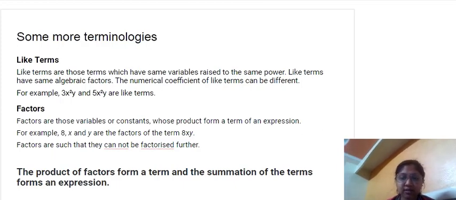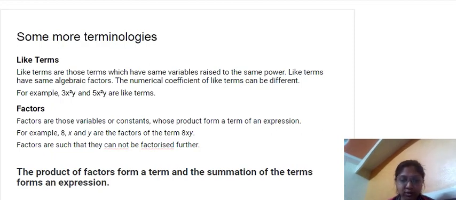Now let's discuss what are factors. Factors are those variables or constants whose product forms a term of the expression. Now let's say we have a term in the expression, 8xy. So what are the possible factors of the term 8xy? We have 8, we have x, we have y. Can there be other possible factors? No, because if there are other possible factors, then 8xy will become something else when we multiply with the other factor.